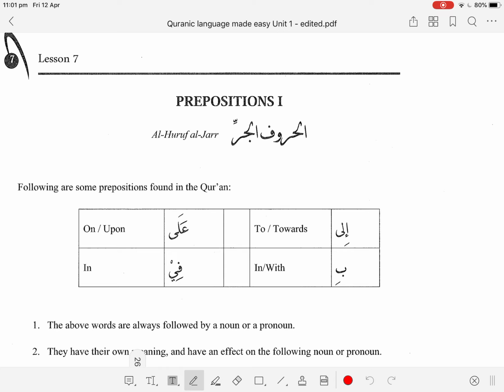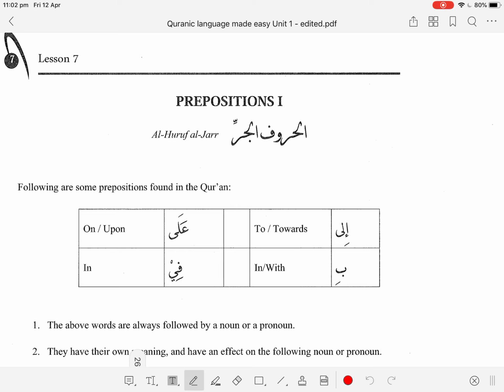Today we're in lesson number 4 and we are going to do prepositions in Arabic. This is huruf al-jarr. So if you recall, any word in Arabic can be one of three things. It can either be an ism, or it can be a fi'l, or it can be a harf, right?